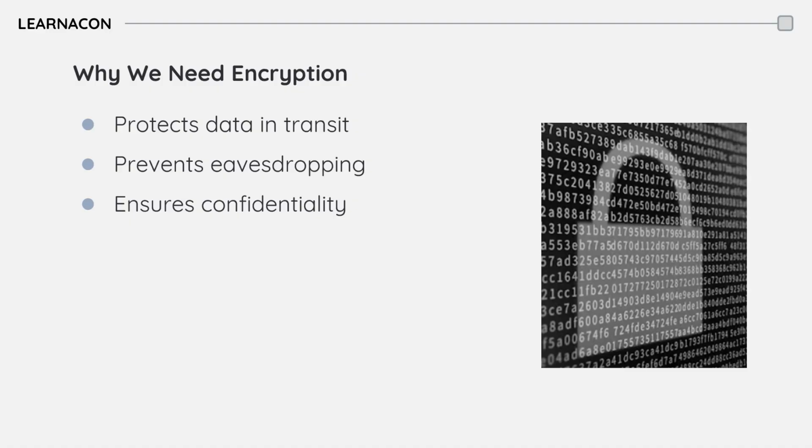In the IoT domain, encryption works alongside authentication to ensure both identity and privacy. It's essential for keeping sensitive data safe from prying eyes. Without encryption, even authenticated devices could leak information.